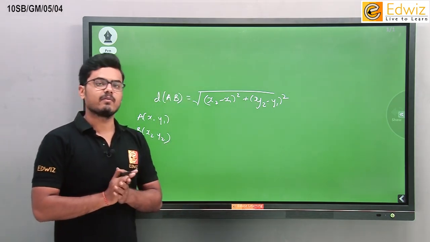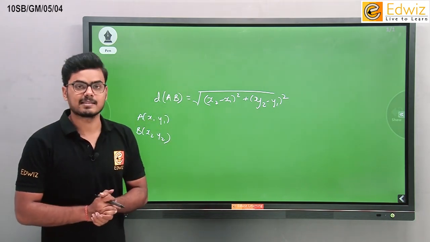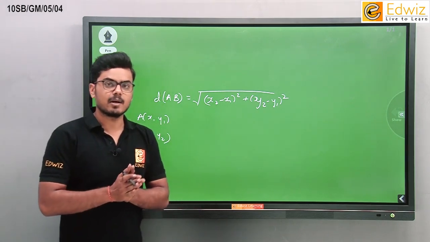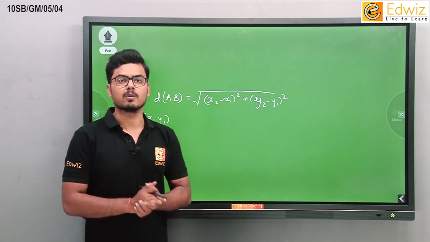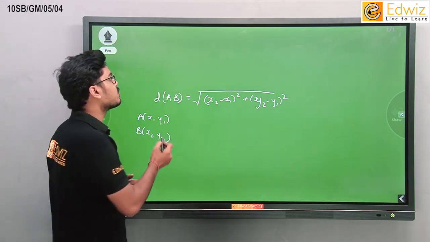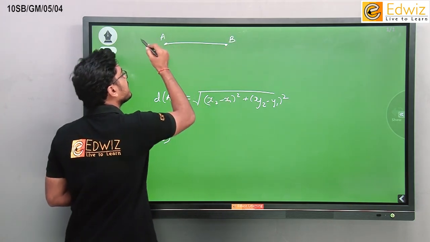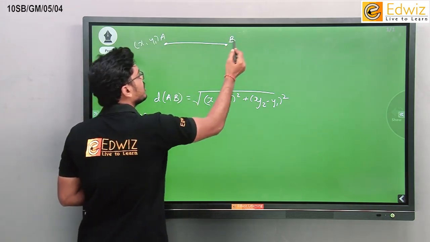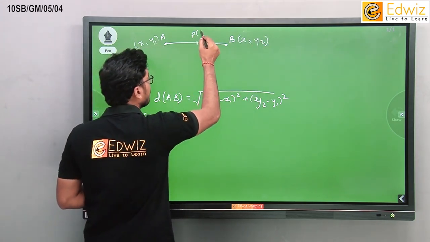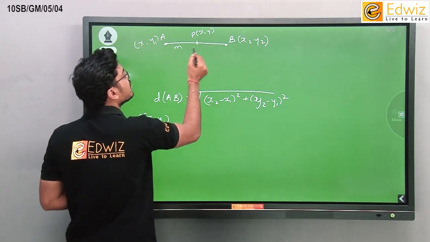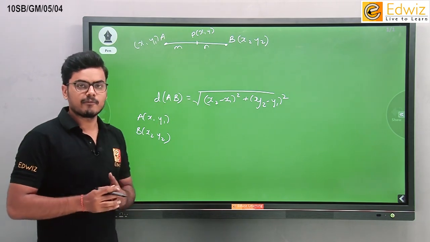After solving practice set 5.1 based on this formula, we saw what the section formula is. Why is the section formula used? To find the point which divides the line joining two different points in a particular ratio. Let us assume m is to n. Suppose this is the line AB, where point A is (x1, y1) and point B is (x2, y2), and a separate point P (x, y) divides this in the ratio m is to n. To find this point, we use the section formula.